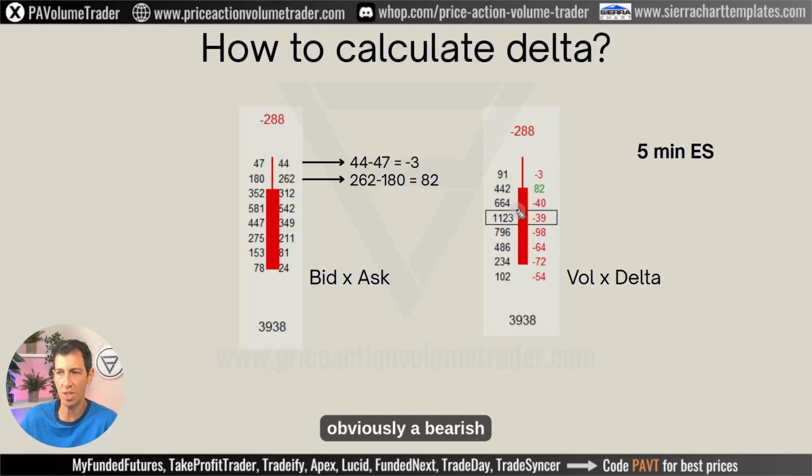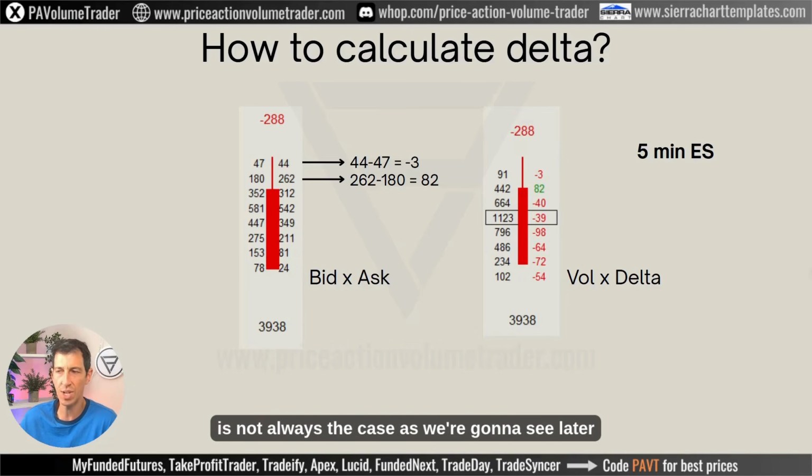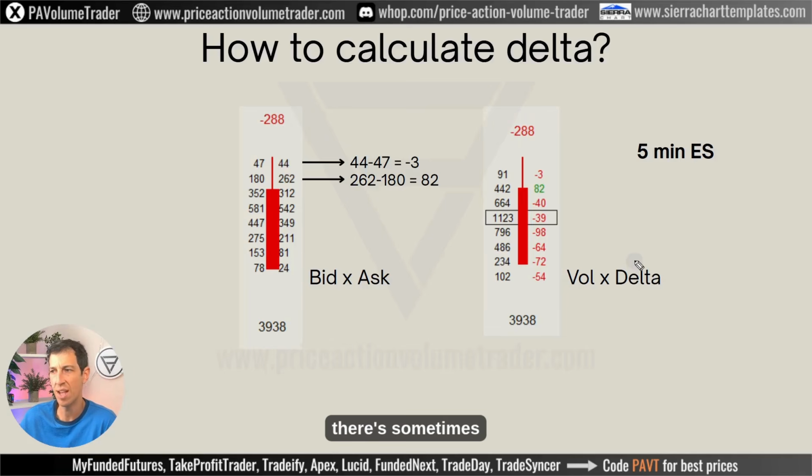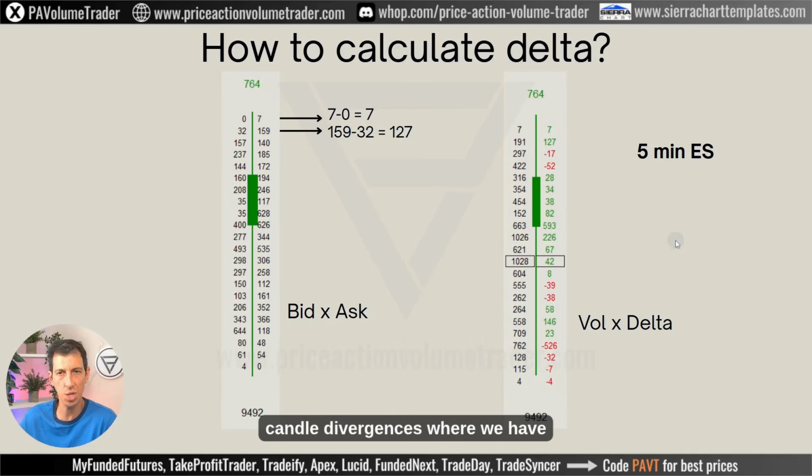And this is obviously a bearish candlestick, and we have a bearish delta. This is not always the case. As we're going to see later, there are sometimes what we call individual candle divergences, where we have a positive candle, a green candle, with a red delta, or vice versa. Those are good signals of absorption, okay?